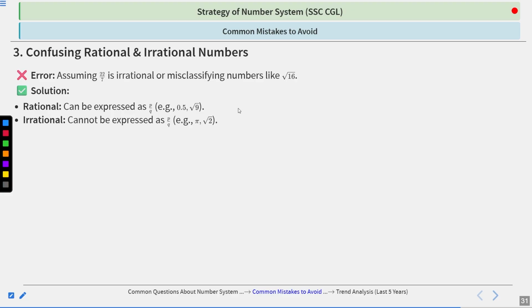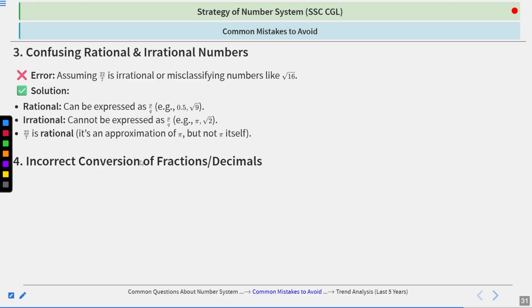Irrational numbers are those numbers which cannot be expressed in p by q form. So for example, root 2, pi, root 3, root 5, we cannot write them in p by q form. So that's why these numbers are called irrational numbers. Now 22 by 7 is rational. It's an approximation of pi but not pi itself.